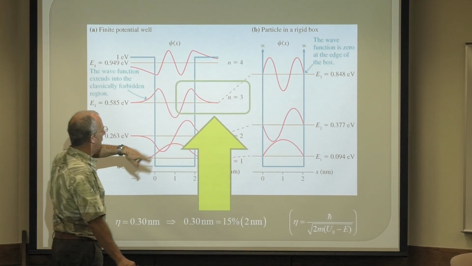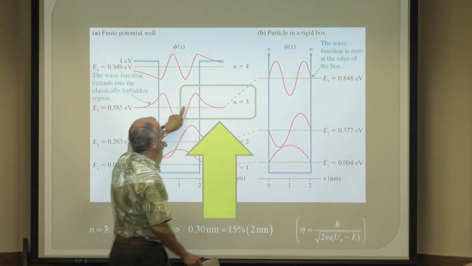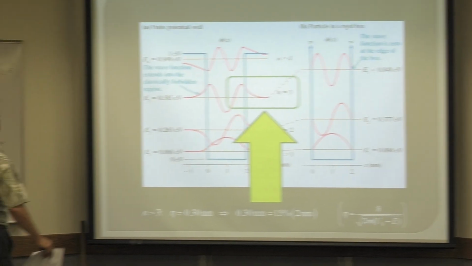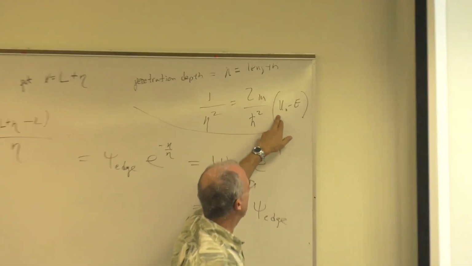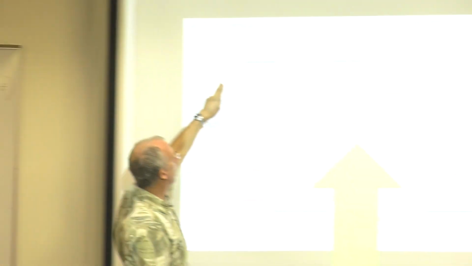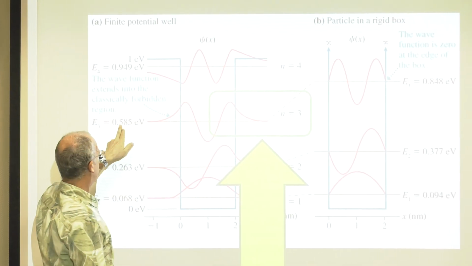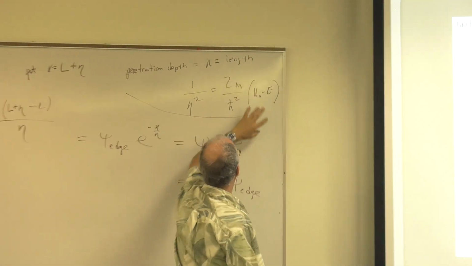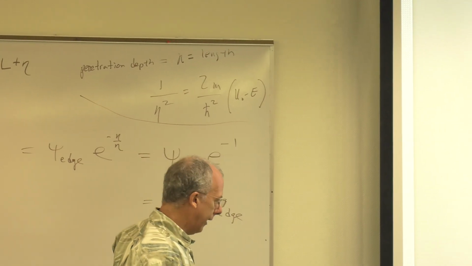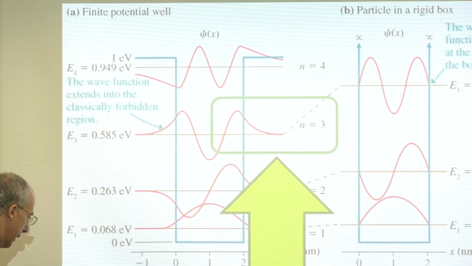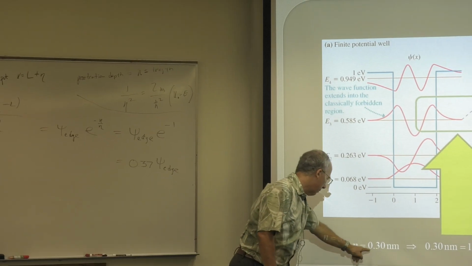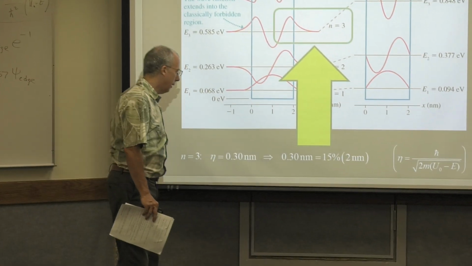Okay, just for fun, let's look at the n equals 3 state. You can use this formula. You know the U, you know the E. You know the U is 1 electron volt. You know the energy is 0.585. So you can plug the numbers in here, the mass of the electron, h bar, and solve for eta. And I did that. So for n equals 3, you put all the numbers in here, and you get eta is 0.3 nanometers. All right?